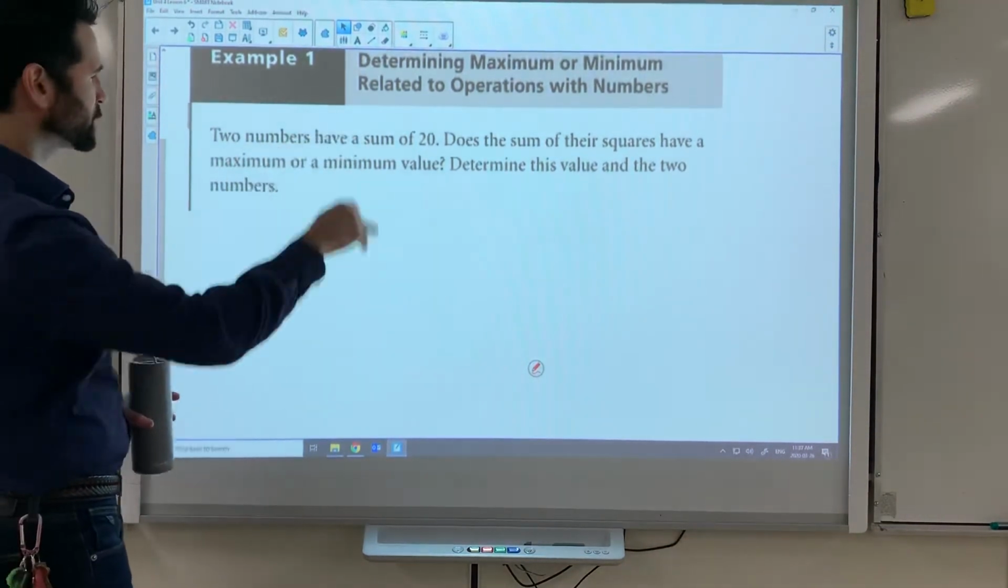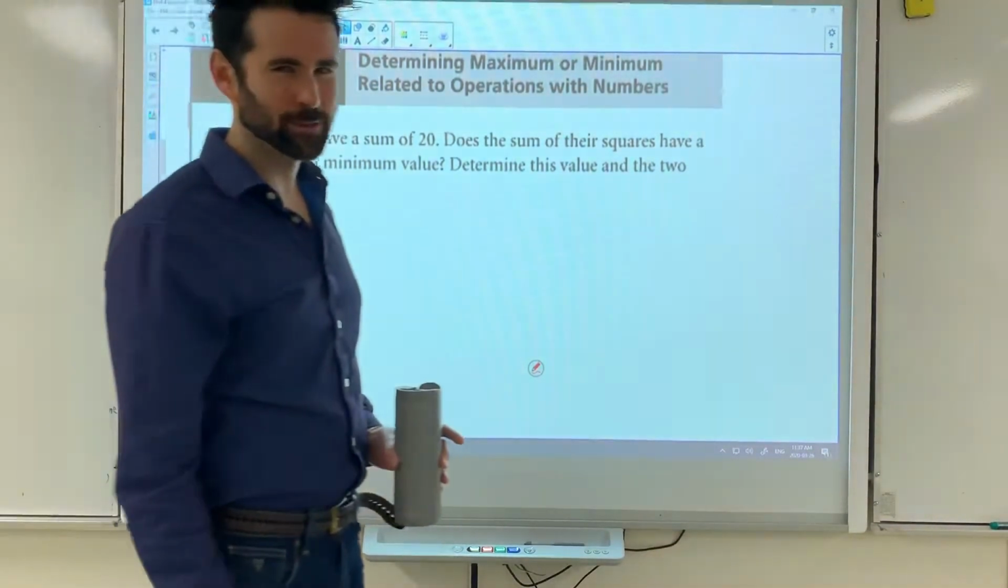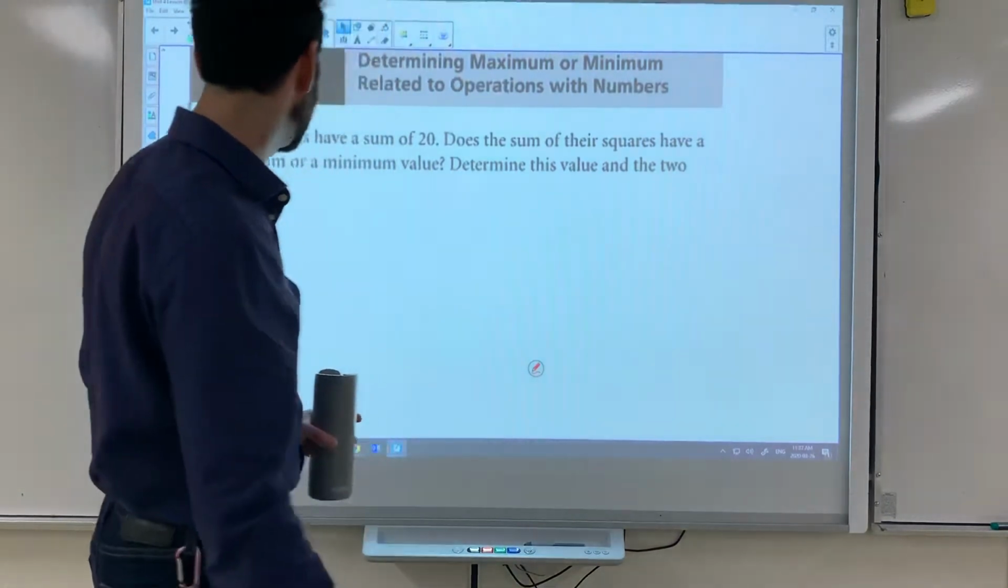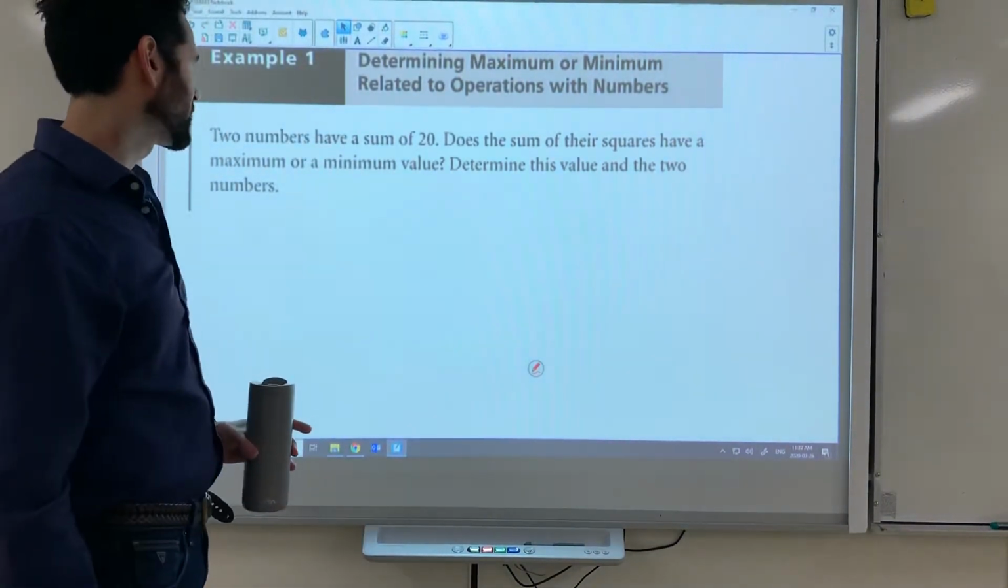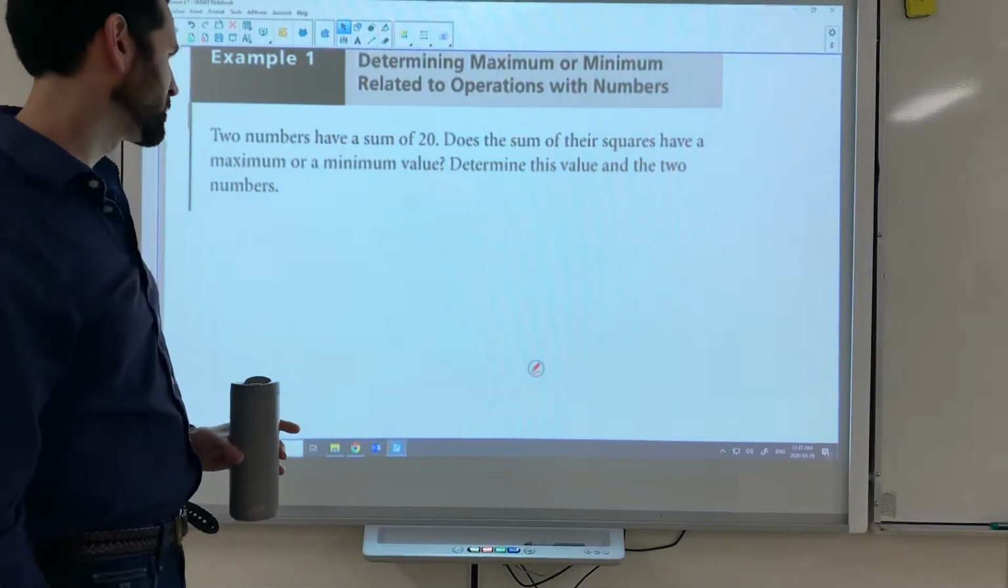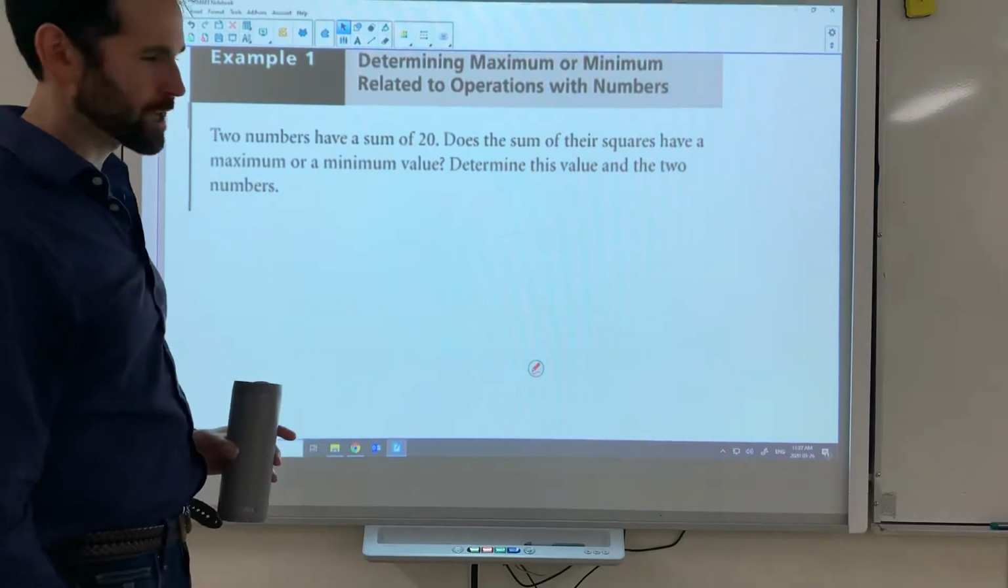So they say, you got 2 numbers that have a sum of 20. It's those hypothetical questions that nobody likes to answer. So 2 numbers that have a sum of 20. Does the sum of their squares have a max or a min value? Determine this value and the 2 numbers.